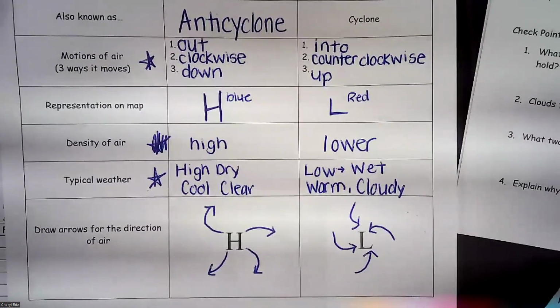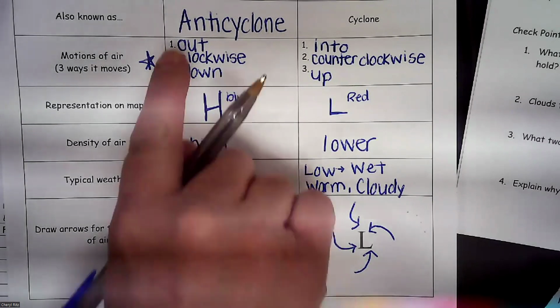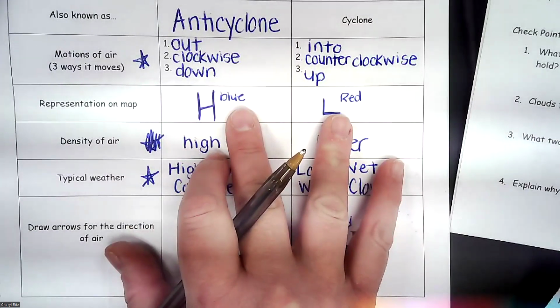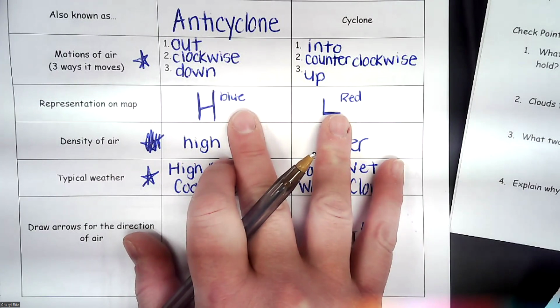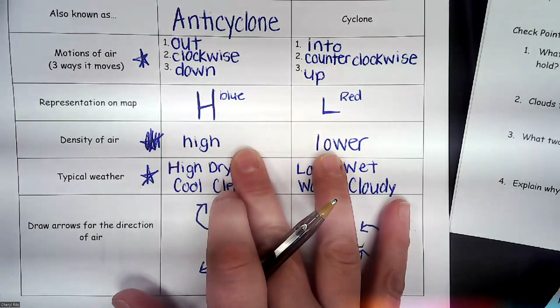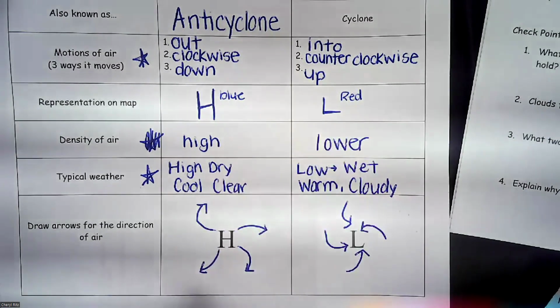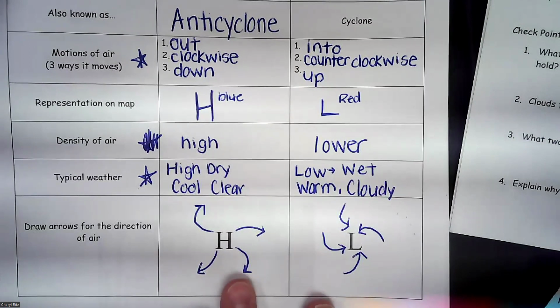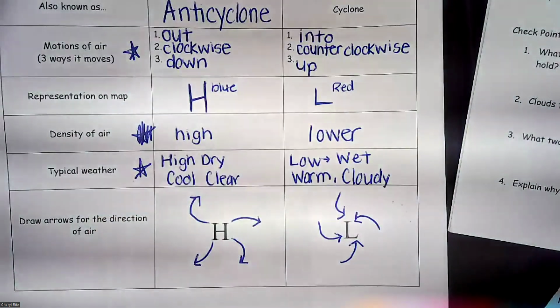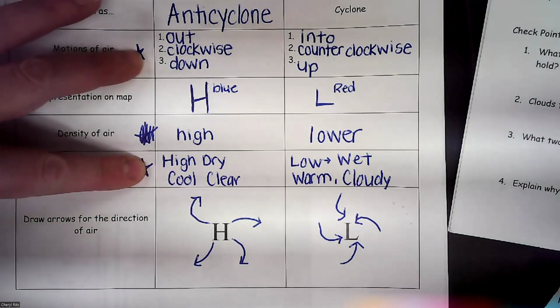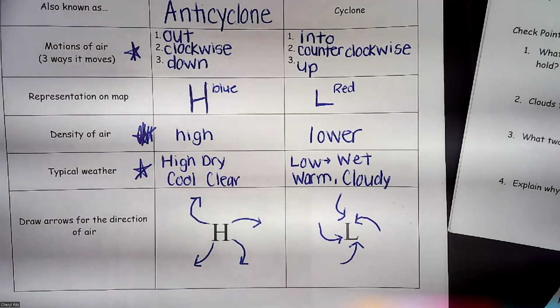You don't need the names. Yes, you do need the way the air moves. I think how it's shown on a map, the test will be in black and white, so the color doesn't matter. So I think the H and the L are obvious for pressures. The density of the air, you should already have this memorized because high pressure, the air is sinking, low pressure, the air is rising. You do need to memorize what the weather will be. And then the arrows, as long as you have memorized which way the wind is blowing, you should be able to recreate the arrows on your own. So nothing here besides the high, dry, cool, and clear, the out, clockwise, and down. Nothing else really needs to be memorized.